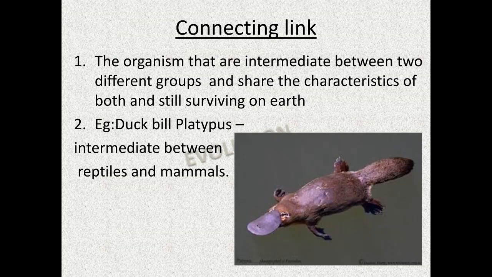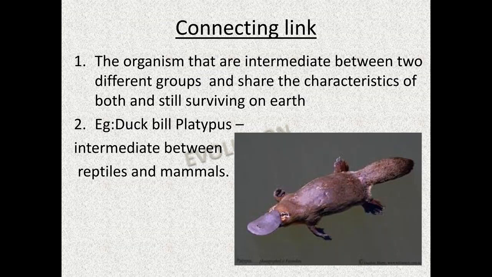Then next is connecting link. So connecting link means the organisms that are intermediate between two different groups and share the characteristics of both and still surviving on earth. Let's take example to understand this. Example, duck-billed platypus. So duck-billed platypus is a connecting link between reptiles and mammals. So like reptiles, they are oviparous, that means they lay eggs, and like mammals, their body is covered by hair and they feed their young with milk. So duck-billed platypus is an example of connecting link. And this duck-billed platypus is still surviving now.